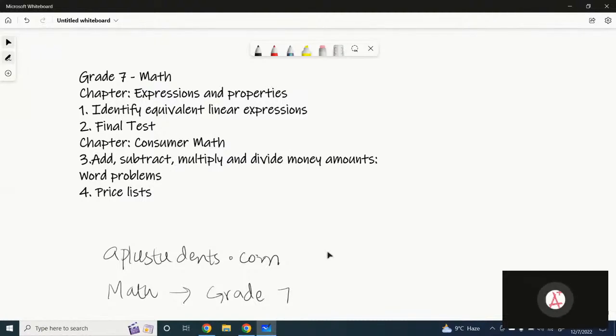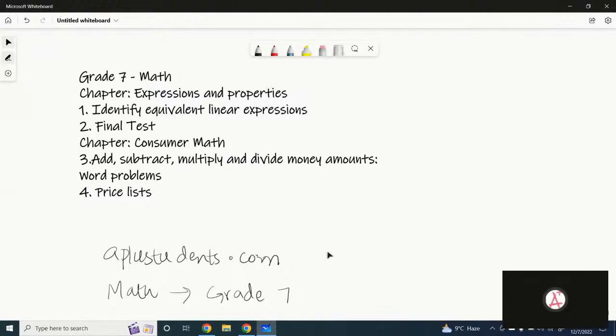And here is the list of the lessons we are going to cover today. We are going to start with the chapter expressions and the properties. The lesson we are going to cover today is identify equivalent linear expressions, then the final test of the chapter. Then we'll start the new chapter, that is consumer math. The lessons are add, subtract, multiply, and divide money amounts word problems, and then the price list.